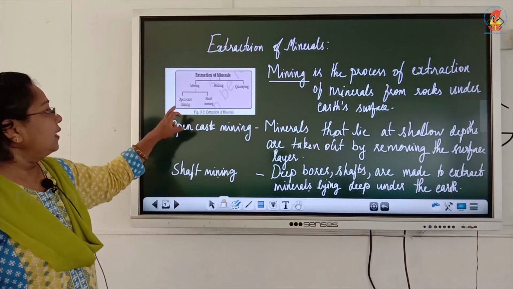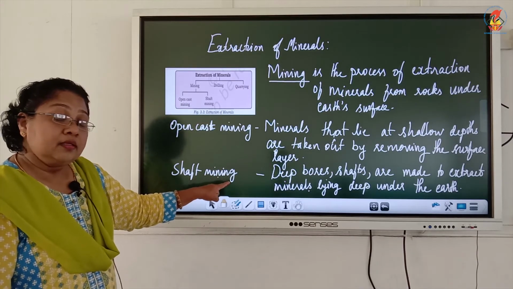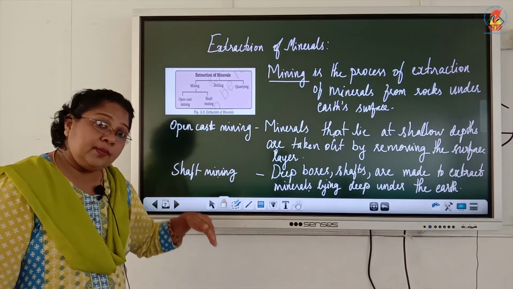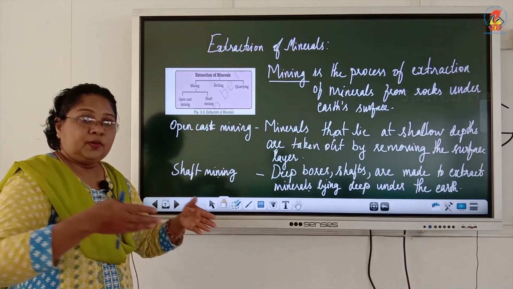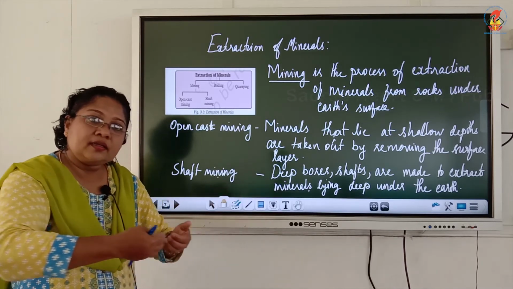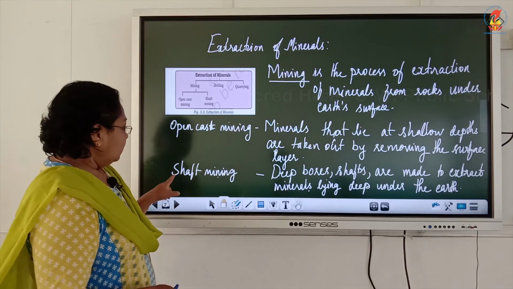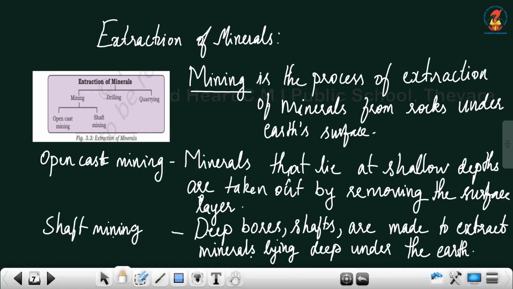Now coming to the next classification of mining, that is shaft mining. Certain minerals lie deep under the earth. In that case a shaft will be dug till it reaches the mineral, and the mineral is taken out through this shaft. So shaft mining means deep bores, otherwise known as shafts, are made to extract minerals that are lying deep under the earth's surface.